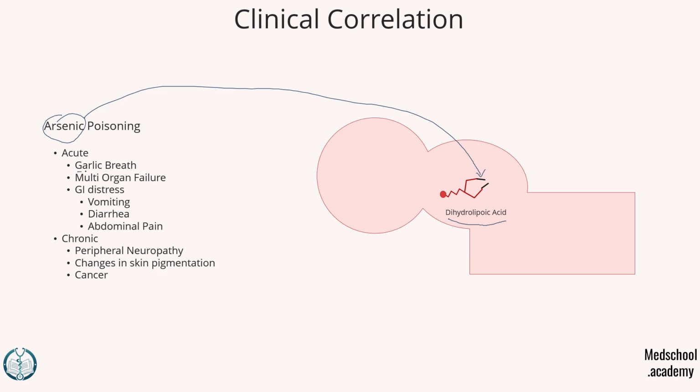So in acute, we'll have garlic breath, multi-organ failure, and GI distress, including vomiting, diarrhea, and abdominal pain. And in chronic, we end up with peripheral neuropathy, changes in skin pigmentation, and cancer.